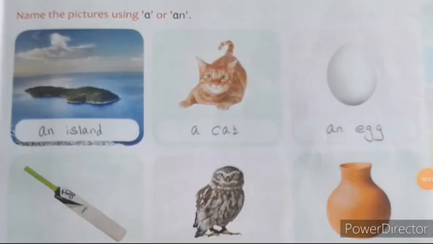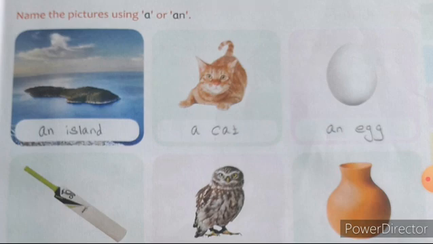Look at the next page, children. Name the pictures using a or an. You have to fill in the blanks using either a or an. According to the picture, first you have to go through the picture and find out the name of the picture. If the name of the picture begins with a vowel, that is A, E, I, O, U, you have to add the word an. If the name of the picture begins with a consonant, you have to add the letter only a.